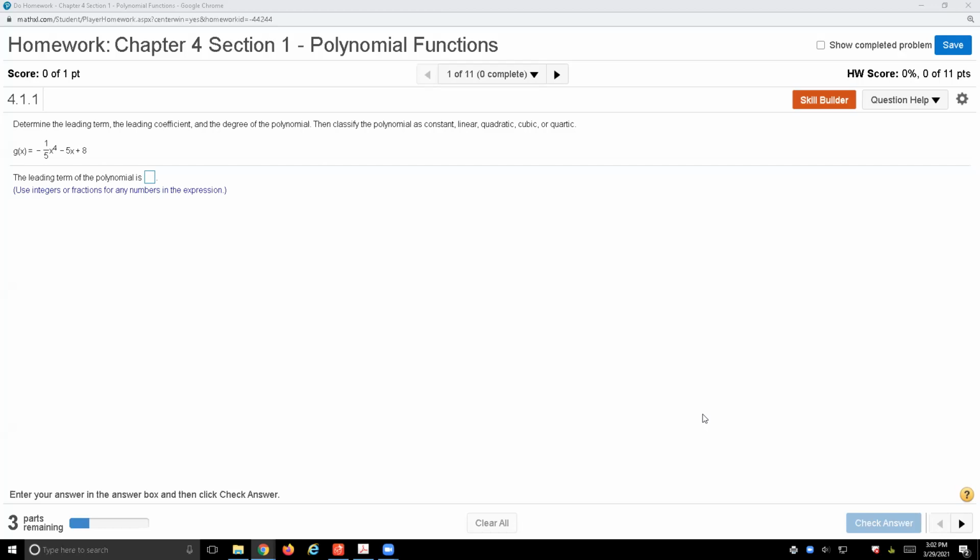Determine the leading term, the leading coefficient, and the degree, and classify it as constant, linear, quadratic, cubic, or quartic. So, what's our leading term? 1/5 x to the 4th. Yes, it's the negative 1/5 x to the 4th. Correct.